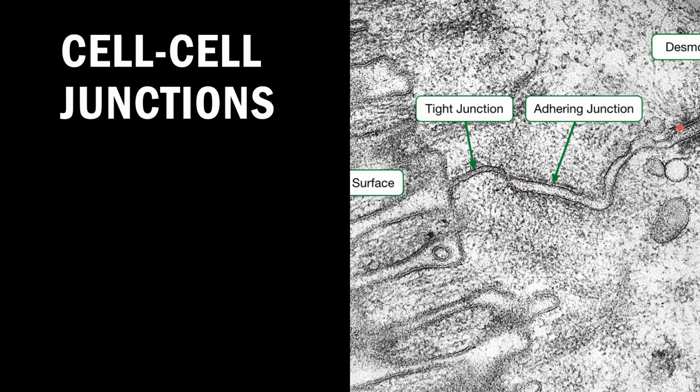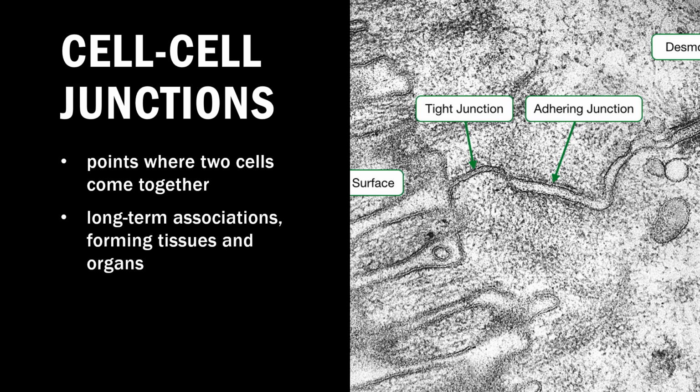The name is very self-explanatory, cell-to-cell junction, because it is the point where two cells come together or come into contact with each other. Now, the cell-to-cell junctions are very important because they enable or develop long-term associations, which helps in the formation of tissues and organs.